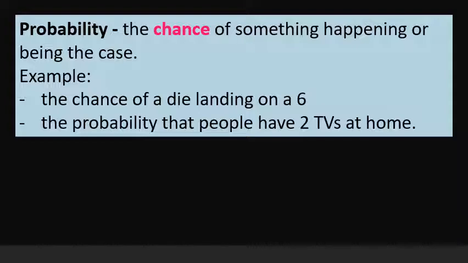So, for example, the chance of a die landing on six. Now, a die is the singular of dice. That's why I say a die. Or the probability that people will have two TVs at home. Now, we don't know how many people, let's say in Sydney, have two TVs at home, but we could maybe get a small sample of people and then say, well, half the people that we surveyed had two TVs, therefore we can maybe say that half of Sydney has two TVs. We don't know for certain, but that's the chance of something being the case.